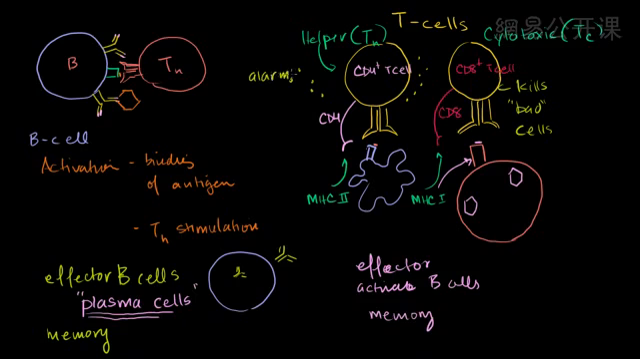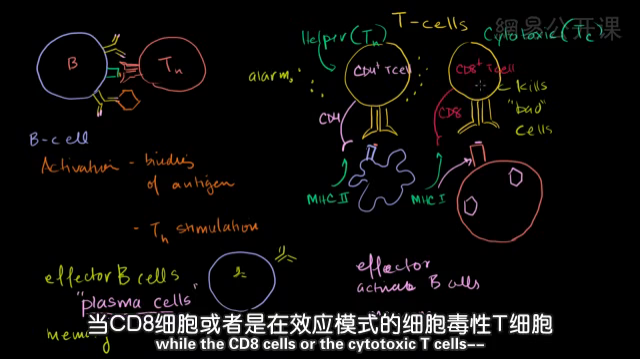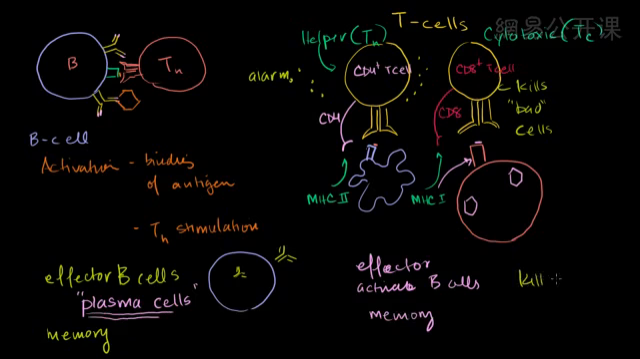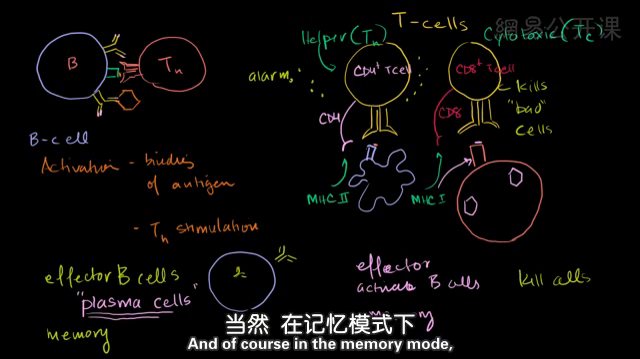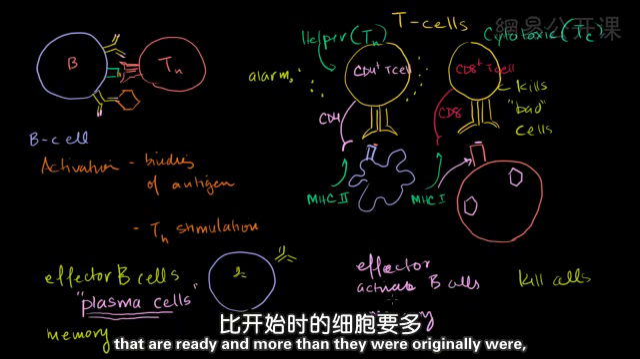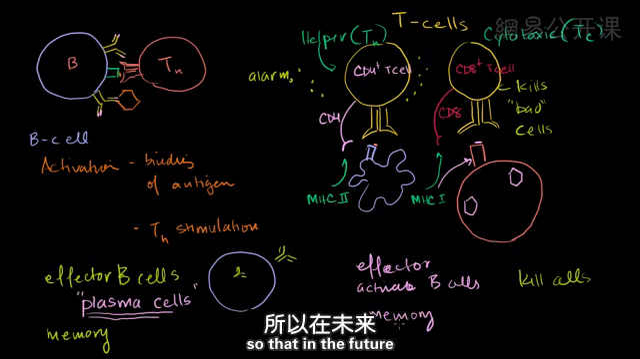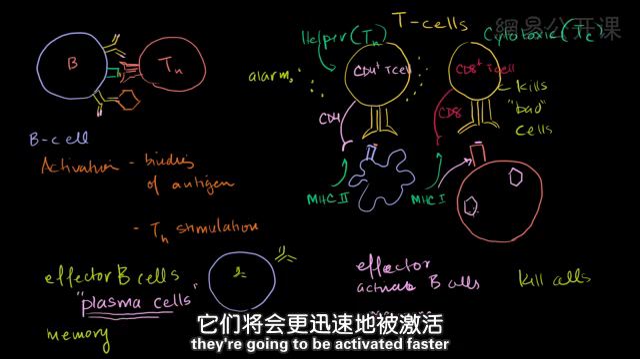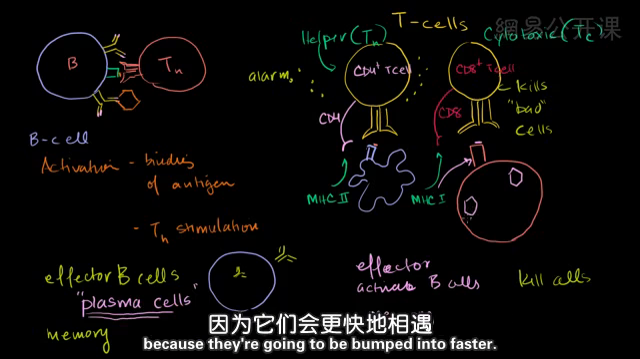While the CD8 cells, or the cytotoxic T cells, when in their effector mode, they kill cells. And of course, in the memory mode, there's just a bunch of copies of these originals around that are ready and more than there originally were, so that in the future, if something like this or something like this occurs, they're going to be activated faster because they're going to be bumped into faster.